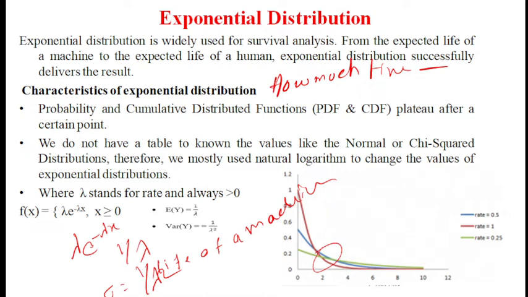It will be helpful in expecting the life of a machine, the life of a particular factor, how much time it has taken. With the help of this exponential distribution we can identify the successful results. Beyond a certain point, the probability and cumulative distribution functions will plateau.